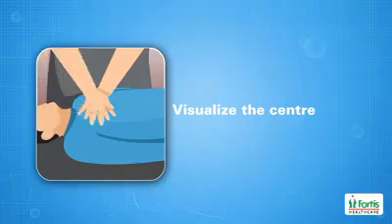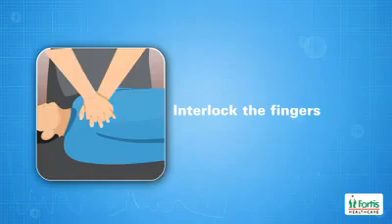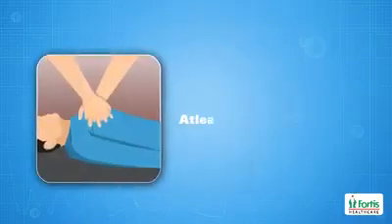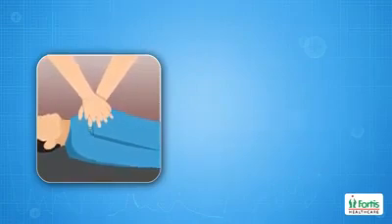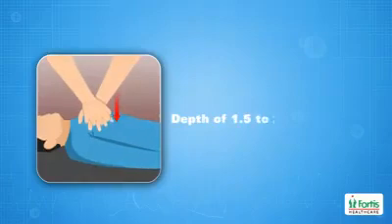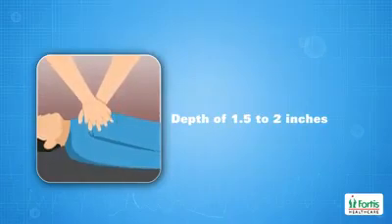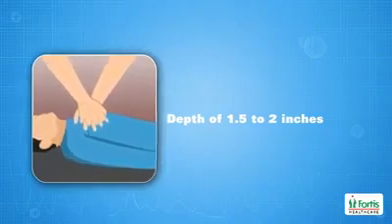Place the other palm on top of the first and interlock the fingers. Alternatively, you can also grasp around the wrist of the first hand. Either method is acceptable. Deliver 30 chest compressions at the rate of not less than 100 compressions per minute. Each compression should depress the chest 1.5 to 2 inches. After each compression, release the pressure completely, allowing the chest to recoil.